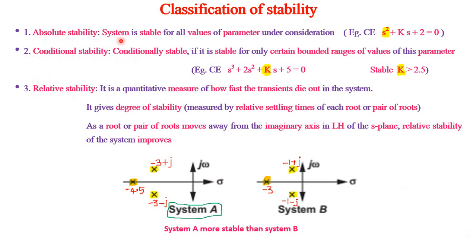Suppose a linear time invariant system is stable for all values of the parameter under consideration, then it is absolutely stable. For example, let us consider the characteristic equation s square plus ks plus 2 equal to 0.